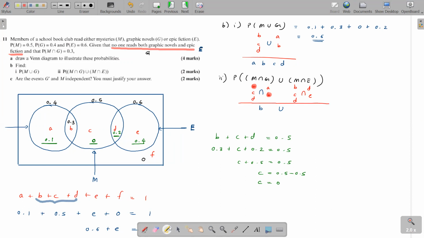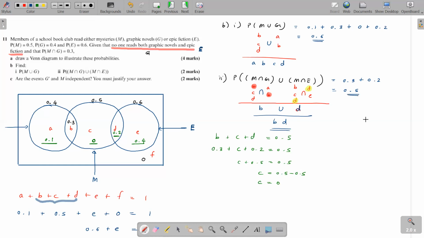So intersection means the common part. What's common with this? D. D is common. Can you guys see? So D is common. Okay, so B union D. Now basically at the end of the day, you're supposed to take the union of B and D. So union means you take both of them, both regions B and D. Agreed? So region B answer is 0.3. Region D answer is 0.2. Answer 0.5.